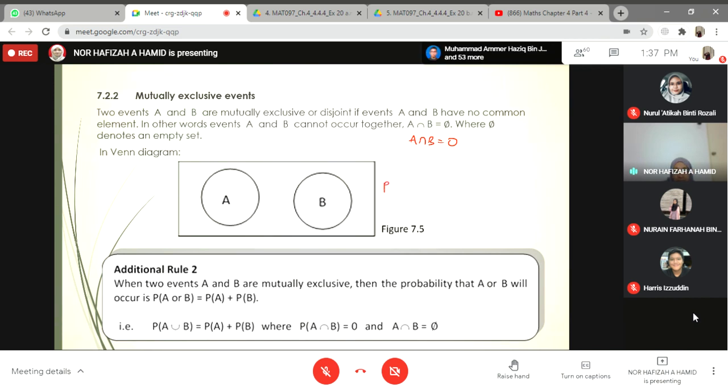So kalau additional rule 1 tadi, kita ada A union B equal to probability of A plus with probability of B minus probability of A intersect B. Tapi sebab dia mutually exclusive, so intersection dia akan equal to 0. So you left with this formula je. Lepas tu you dapat formula ni. Okay, so ni formula for mutually exclusive event.